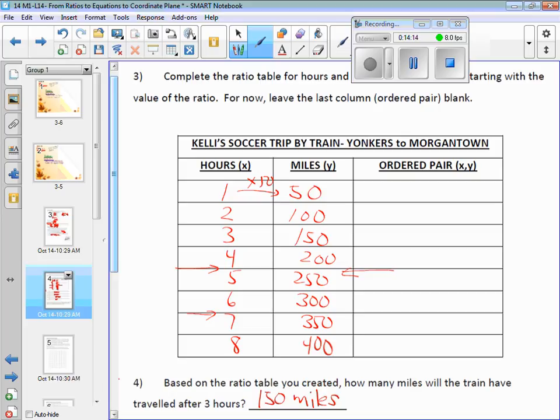All of my y coordinates are going to represent miles. So watch how simple this is. We write an ordered pair starting with the x. So for 1 to 50, what's the x? Say it. 1. Comma, what's the y? 50. And then all you need to do is put that set of coordinates in parentheses. That's it. 4, 200.